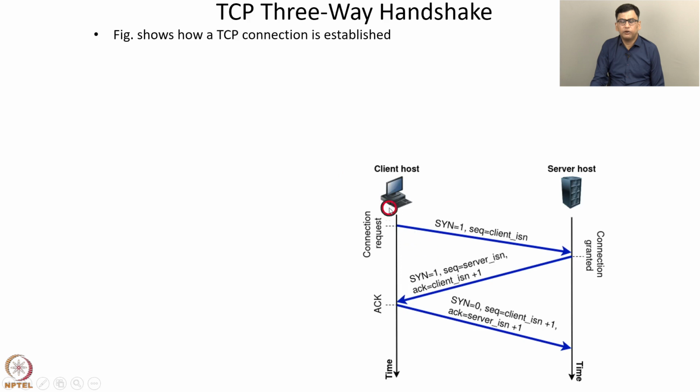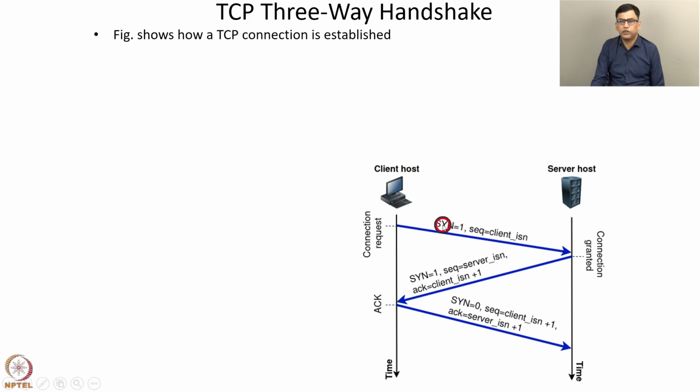This figure shows how a TCP connection is established. This is a client host which initiates a TCP connection with another host called a server host. The client host first sends a message to the server host in which a flag called SYN, which stands for synchronization, is 1. This packet has a sequence number which is the initial sequence number of the client host, denoted here by client ISN, client initial sequence number.